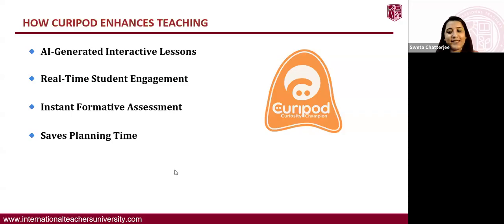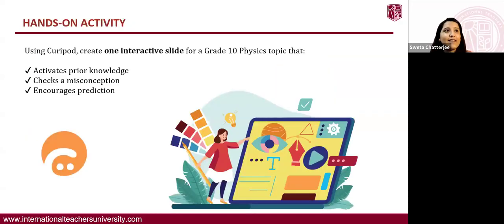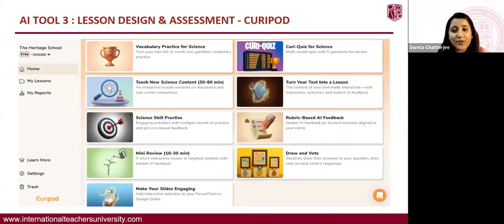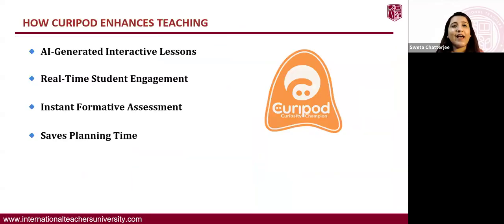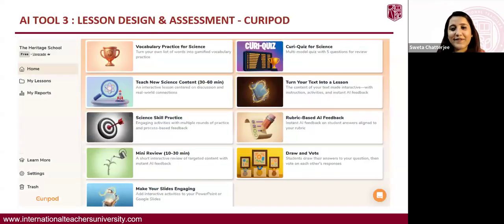So now it's your turn, and the last one. I would like you all to create one short interactive slide in CuriePod for any physics topic of your own. It need not be a grade 10 physics topic, any grade, any level. It could be a misconception check. It could be a prediction question, a real life application prompt, whatever. Word cloud, poll, a drawing task. I think I showed you what all the things are. So many things are there. See? Draw and vote. Or you can even have this Curie quiz, which is very interesting for science.